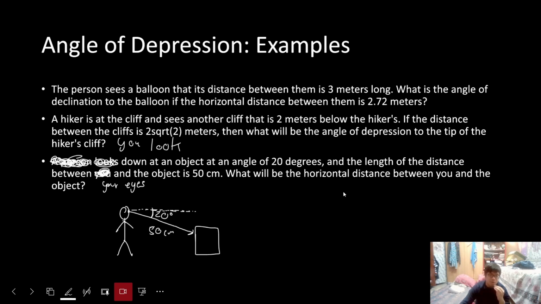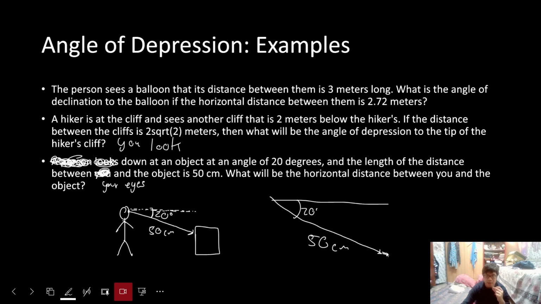Now, what will be the horizontal distance between you and the object? In here, we're going to take a look at the scenario. We have the imaginary horizontal line, which is your initial point of view. Then you move down, which is this one. That is your hypotenuse. This is 20 degrees. And here, this is 50 centimeters.